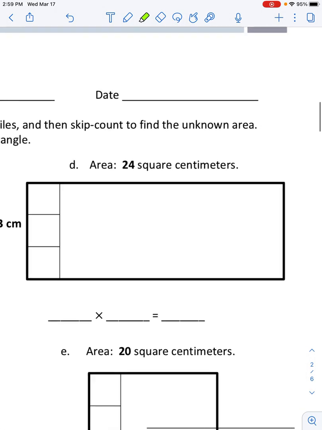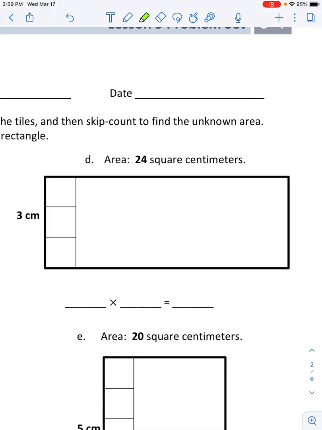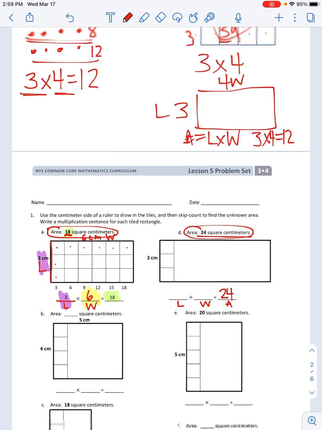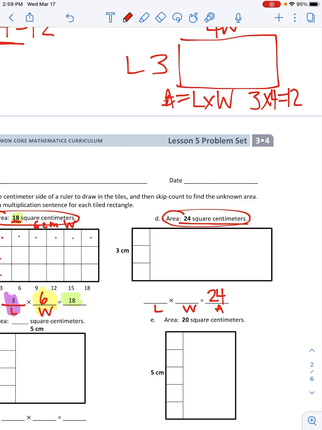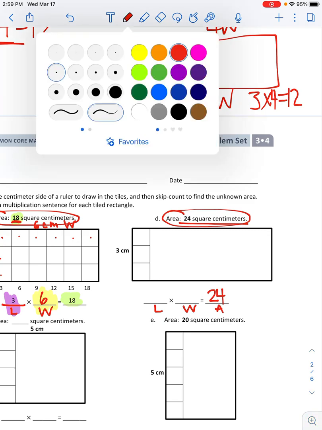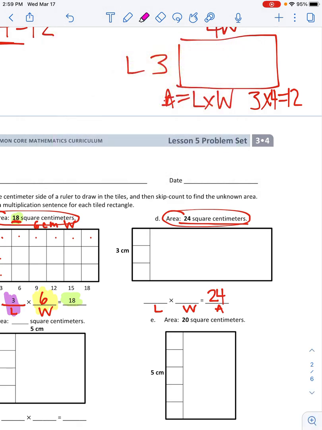So let's look at the next problem. This one has less completed for us, but that's okay. We know that the area is 24 square centimeters. When we look at our equation, we know length times width equals area. When you do your homework, I suggest writing L times W equals A. They told us the area is 24, so I'm going to write 24 right in that spot. The length in this problem is 3 still, so on the length line, I will write 3. Remember, length is the same as groups, so the groups are 3.